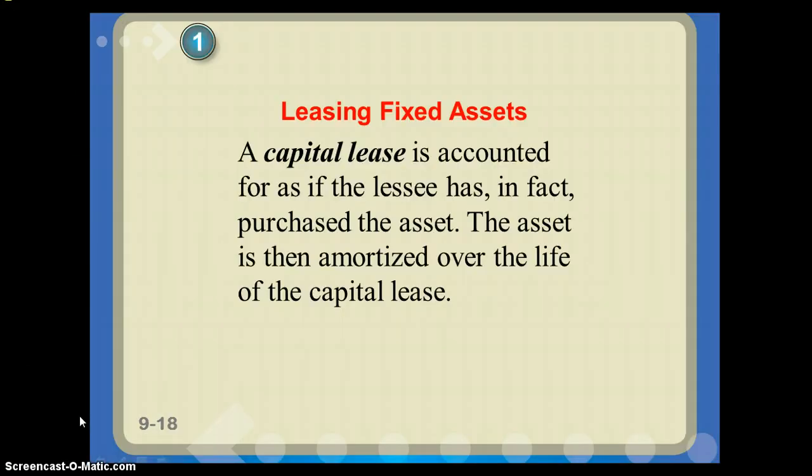A capital lease is accounted for as if the lessee has in fact purchased the asset. A lease is basically borrowing something. You haven't purchased it, but you're borrowing it. So a capital lease, it's like you have purchased it in the fact you're going to keep it for a long time. You then amortize that over the life of the capital lease. Amortizing is basically like depreciation. We call it different because we're borrowing instead of buying. It's a lease instead of a purchase.